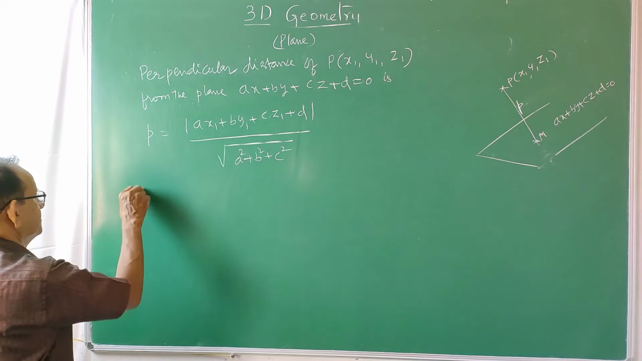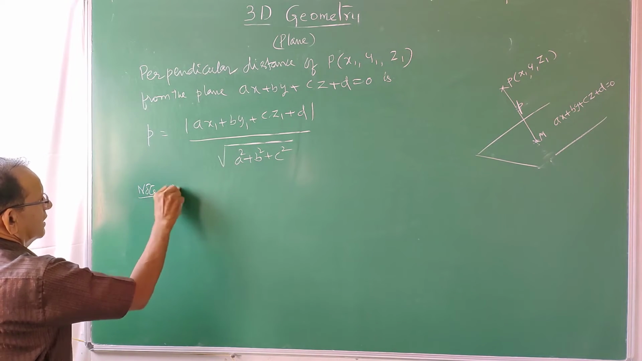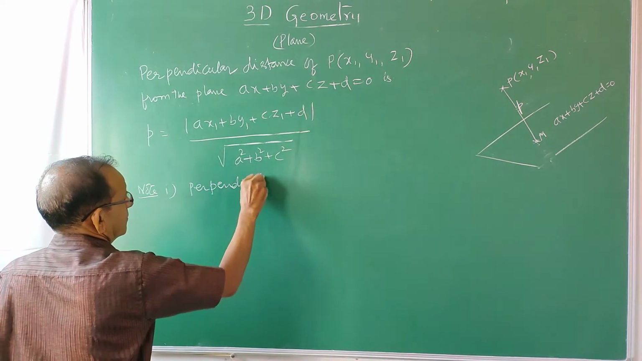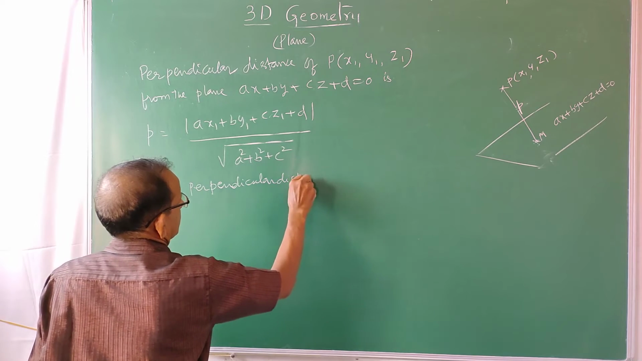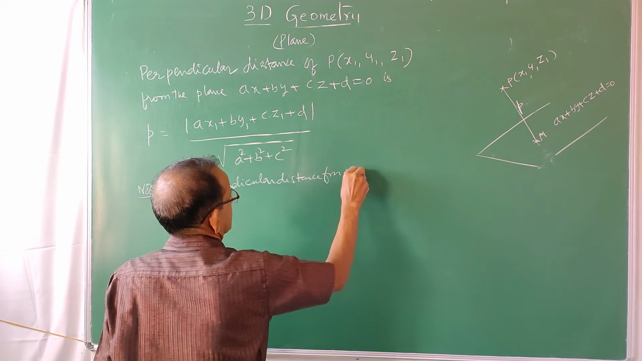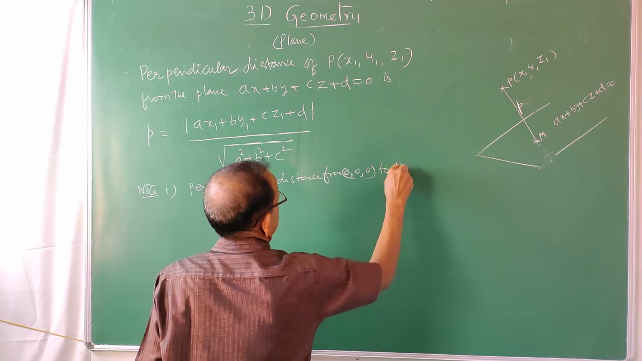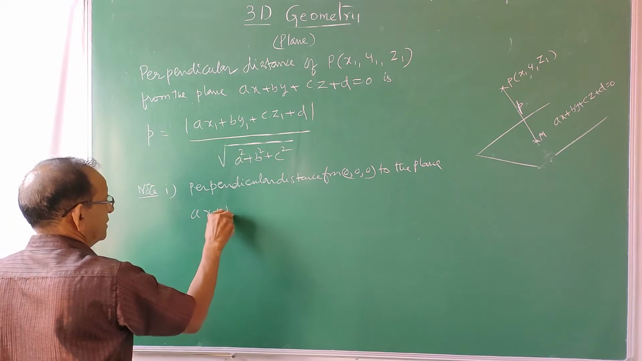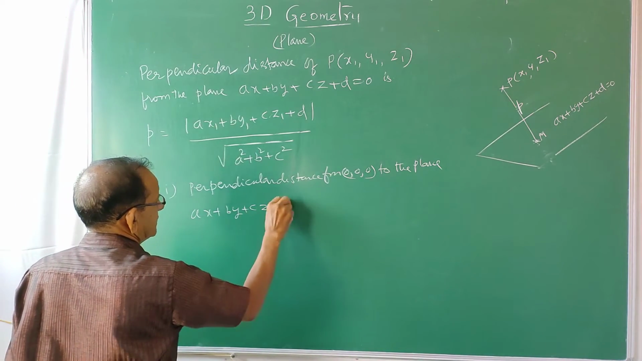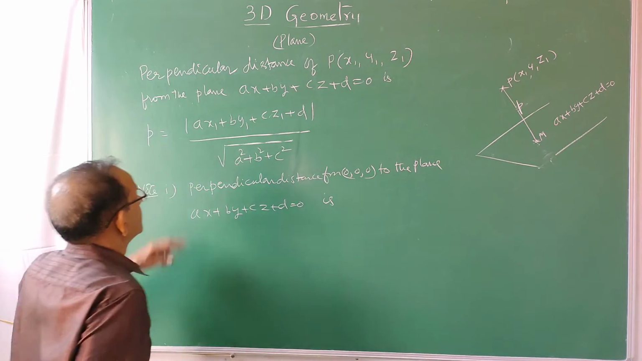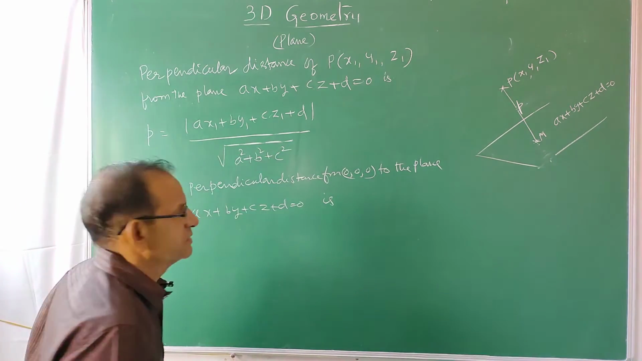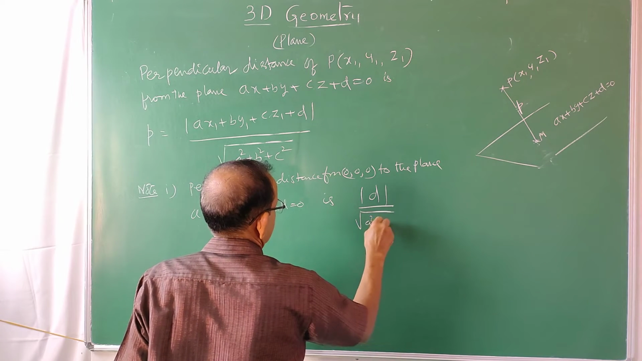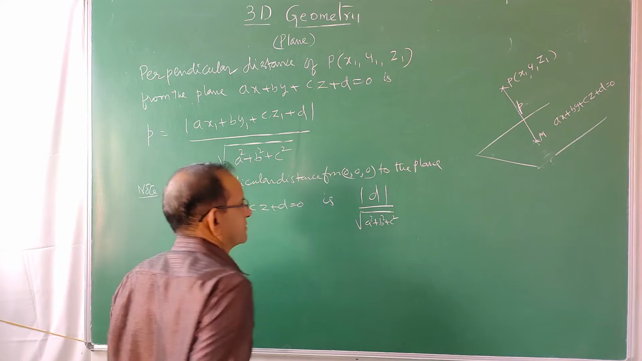Note 1. The perpendicular distance from 0, 0, 0 to the plane ax plus by plus cz plus d is equal to 0 is, for x1, y1, z1 you have to write 0, 0, 0. Only d you will get in the numerator, modulus of d by root of a square plus b square plus c square.